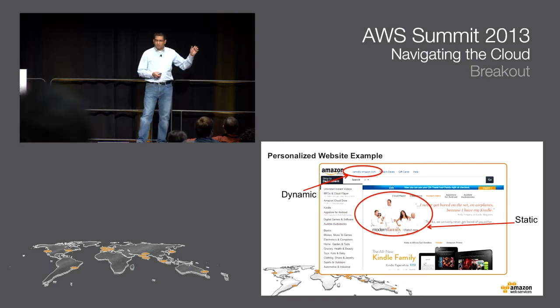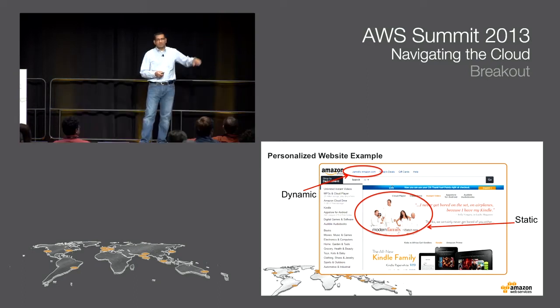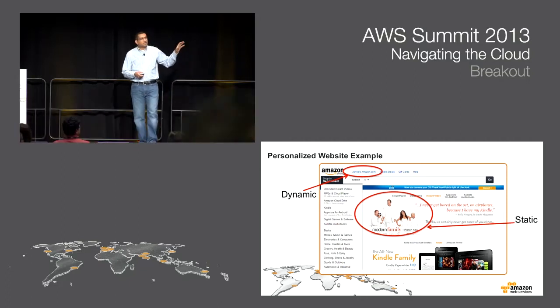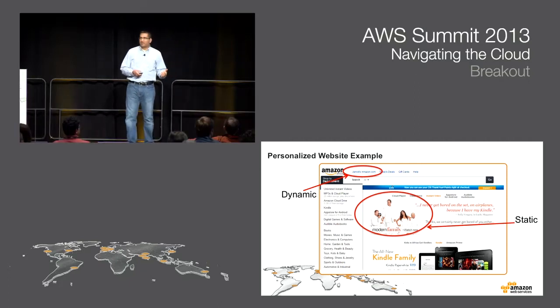And then what you see towards the middle of the screen, the other circle, is the image of Modern Family, the show, and that's just a static image. And both Jared and I, when we go to this page, we see the exact same image. So the point really here is that most modern websites today have a mixture of both dynamic and static content.